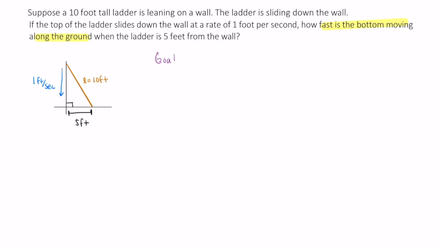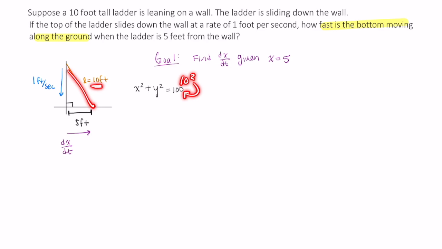So our goal, that is, we want to find this rate of change. So we want to find the change in x with respect to time. So we're going to find dx over dt, given the information that at this point the ladder is 5 feet from the wall, so x equals 5. Again, the first thing we need to do is relate these quantities. So let's start with the Pythagorean theorem. x squared plus y squared equals 100, since the hypotenuse of this triangle is 10, this is where this 100 comes from.